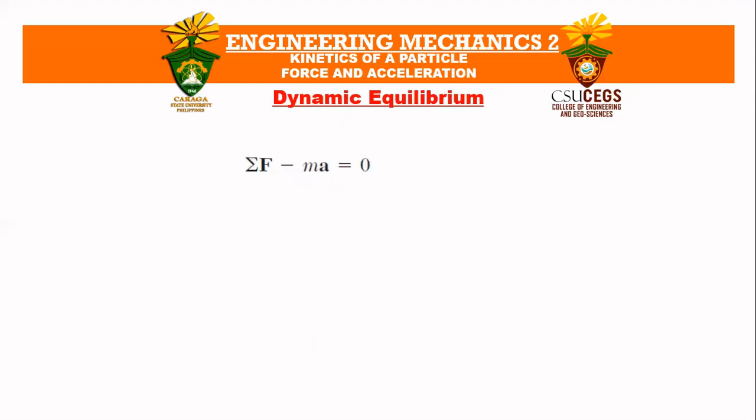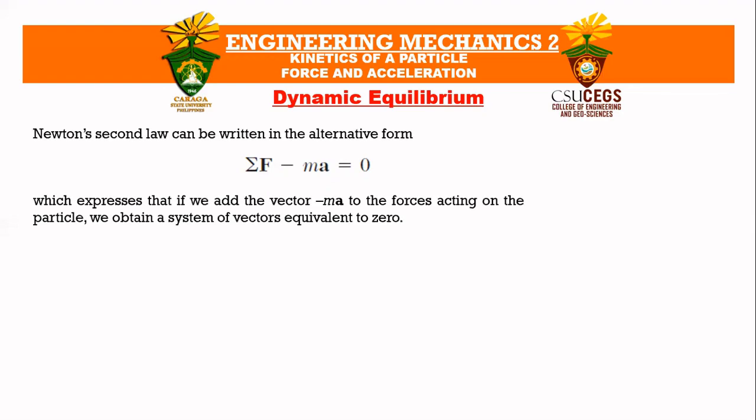Next, the dynamic equilibrium. As you can see here, this is the equation when we define dynamic equilibrium. Newton's second law can be written in the alternative form, that is, the summation of all forces minus ma is equal to 0, which expresses that if we add the vector negative ma to the forces acting on the particle, we obtain a system of vectors equivalent to 0.